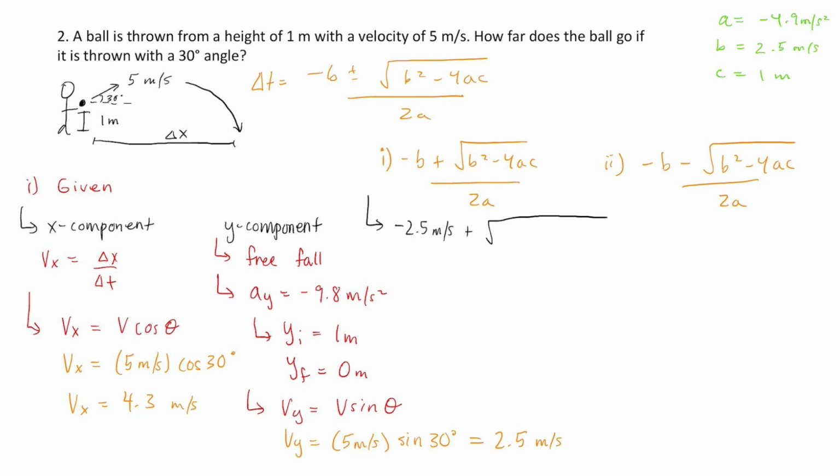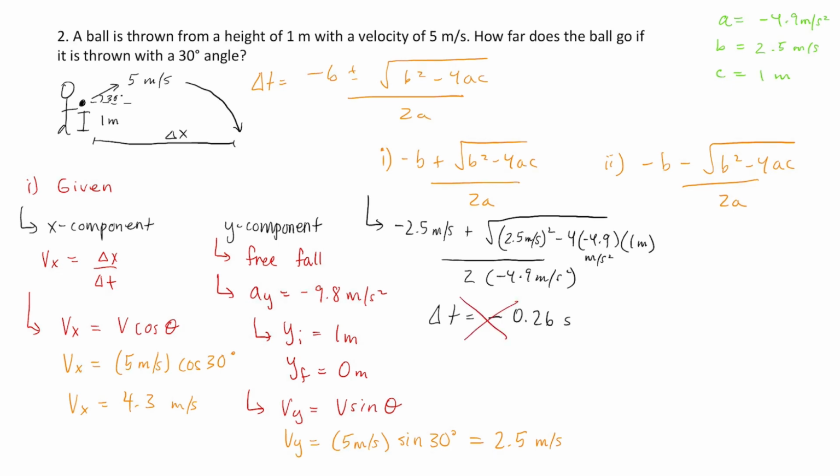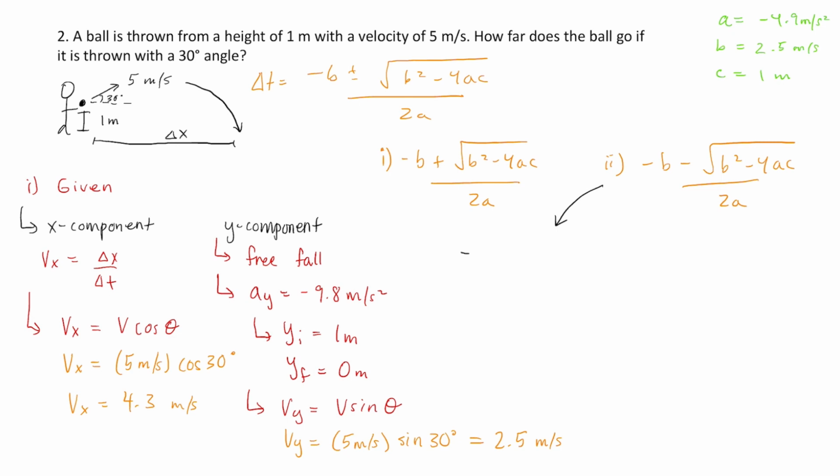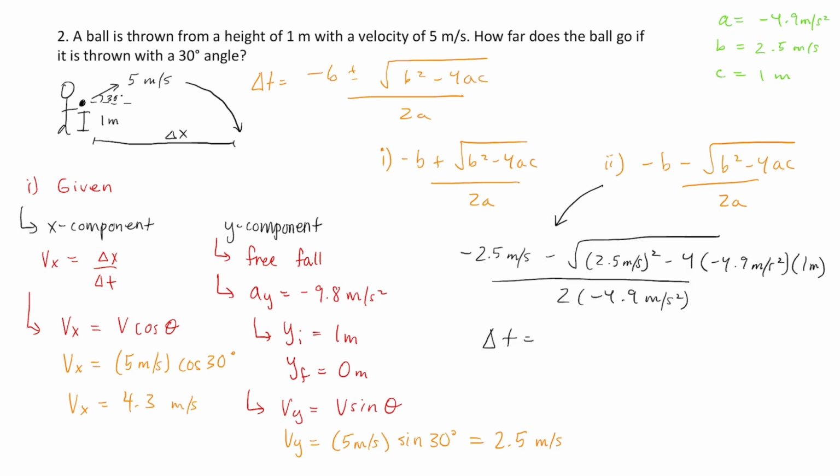Let's start with the first one. When I plug in my values, I find that delta t is equal to negative 0.26 seconds. Time cannot be negative, so that answer is incorrect. Now let's try the other equation. When I plug in my values, I find that delta t is equal to positive 0.77 seconds. So that is our correct answer.